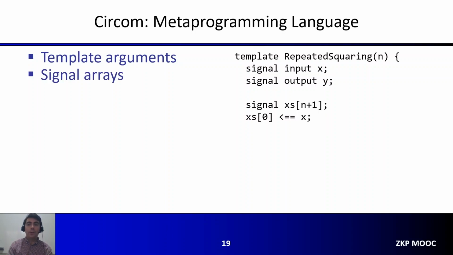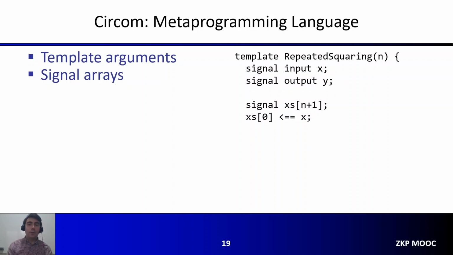One of the things that you can do is you can declare an array of signals whose length depends on the template argument. So here we've created an array called x's of size n plus 1, and we've set the first element of this array to be equal to x. So this is one thing you can do. You can create these arrays, and then you can access these arrays at constants.